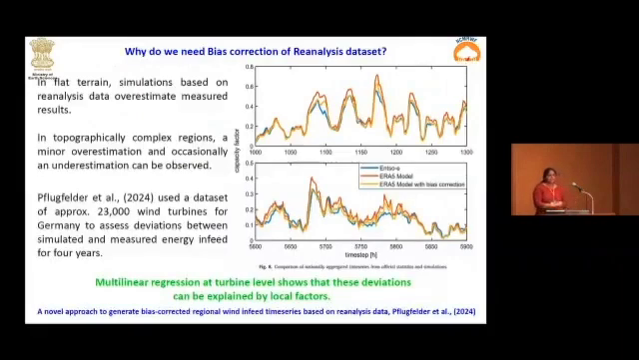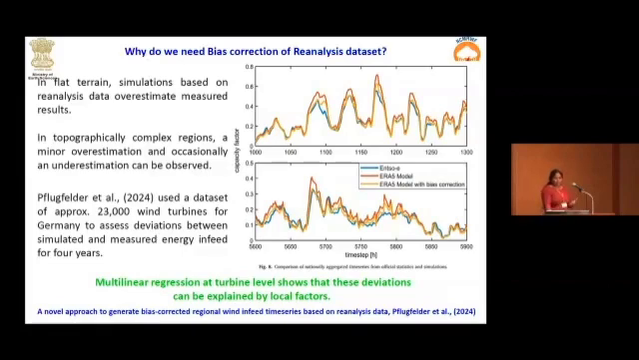So why do we need bias correction of reanalysis data sets? Bias correction is very important. This is one particular study by Fluck Felder et al., 2024. They used the ERA5 data set and approximately 23,000 wind turbines in Germany to assess the deviation between the simulated and measured energy feed-in for 4 years. What they found is that in flat terrain, simulations based on reanalysis data overestimate measured results, and in topographically complex regions, a minor overestimation and locally an underestimation can be observed. So they did bias correction, a multilinear regression at turbine level.